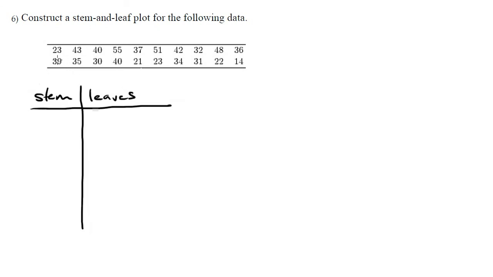The stem here, for all of these values, since they're all 2-digit numbers, is going to be the tens place, and the leaves are going to represent the ones place. So we're going to organize this data very neatly using that approach. So first, do I have any values in the teens? I've got 14. So here's how I'm going to represent 14 on the stem and leaf plot.